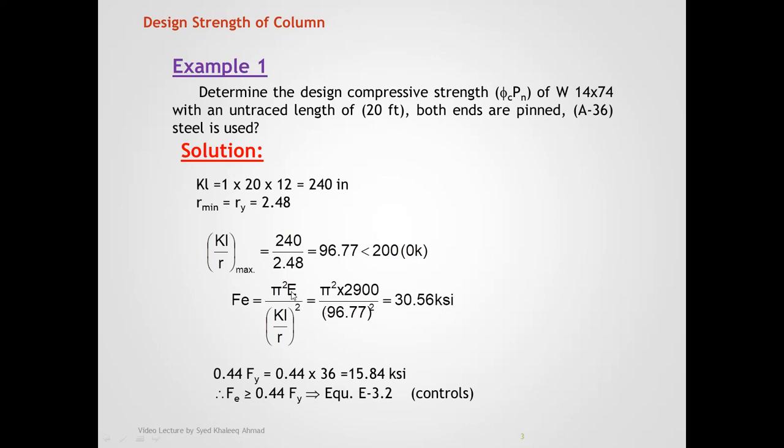The value for E will be taken here. Now we check which condition is applicable. So we find here 0.44 Fy, which is equal to 15.84 ksi. Therefore, we can see here that Fe value, which is 30.56, is greater than 15.84, which is 0.44 Fy. Therefore, equation 3.2 will be used to find critical stress.